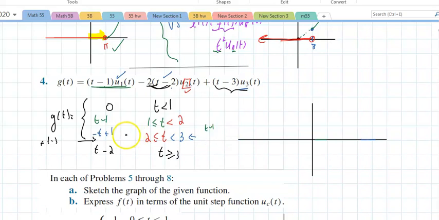So when this system turns on at 2, now you have t minus 1 and negative 2t plus 4. That makes it negative t plus 3. There we go. So now I am at negative t plus 3. And when this system turns on at 3, I'm going to add to this t minus 3. That will make it t minus t is 0, negative 3 plus 3 is 0.